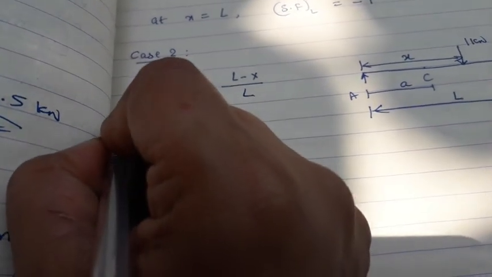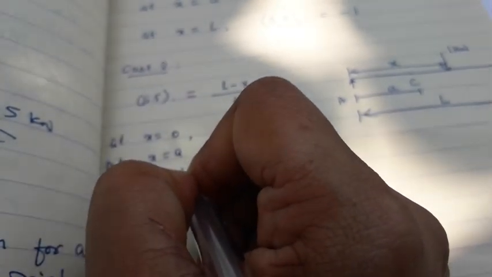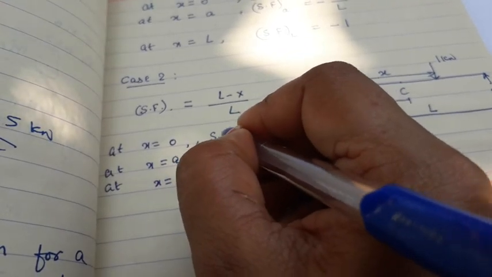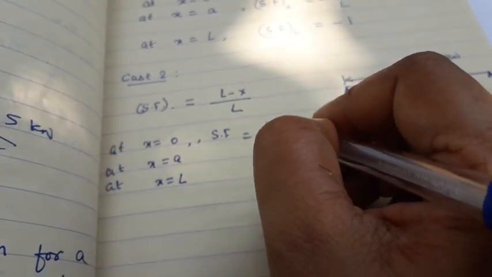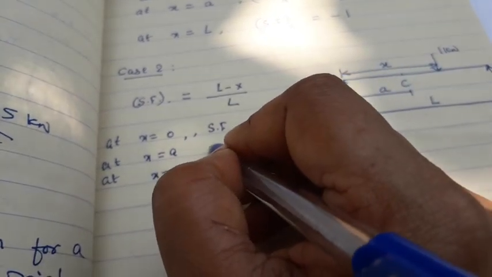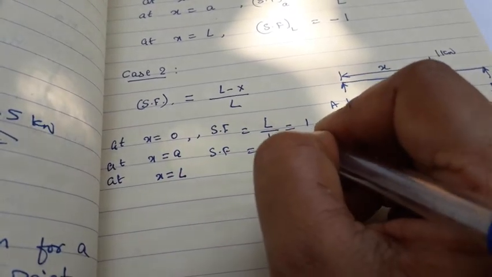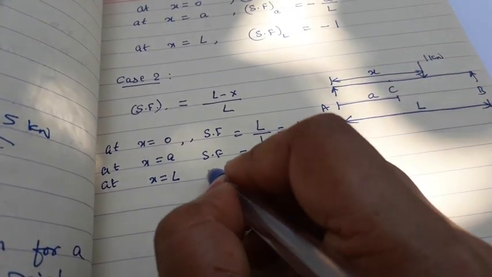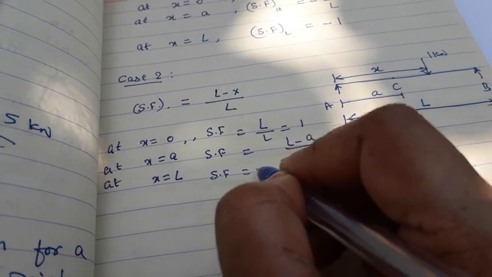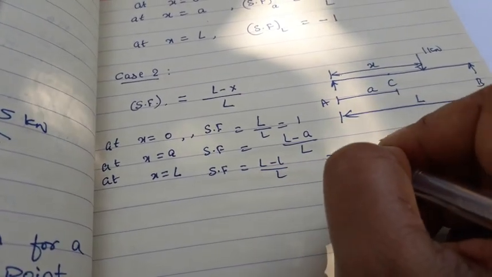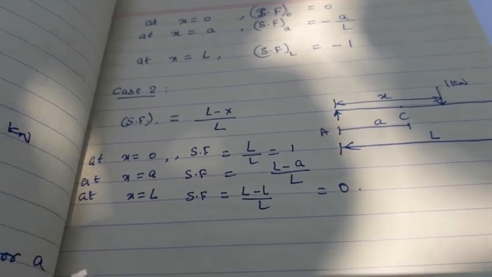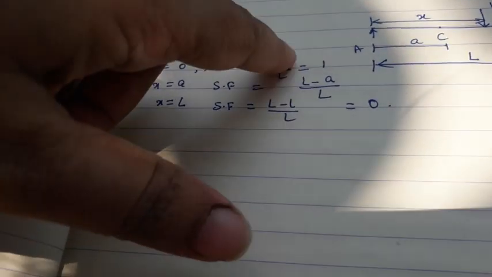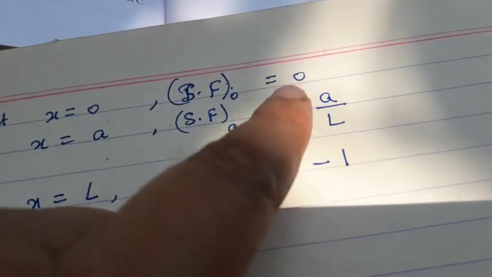Now we will apply the conditions at x is equal to 0, at x is equal to a, at x is equal to L. So at x is equal to 0, the shear force is equal to L by L is equal to 1. At x is equal to a, shear force is equal to (L minus a) by L, and at x is equal to L, (L minus L) by L is equal to 0. These are the conditions.